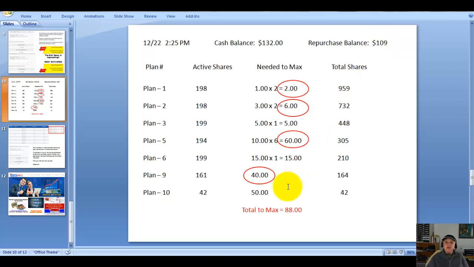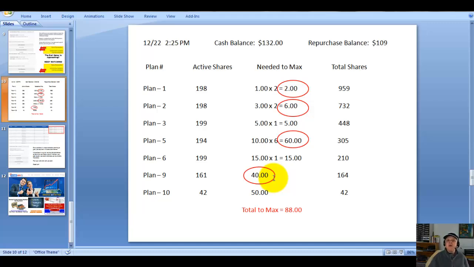Okay, so what I'm going to do is, if you take $40 here for plan 9, now this kills two birds with one stone. Not only is it going to help me to utilize all of that $109, but it's also going to grow my plan 9 by 1. That's $40. It takes a lot of time to build up $40 at this level.